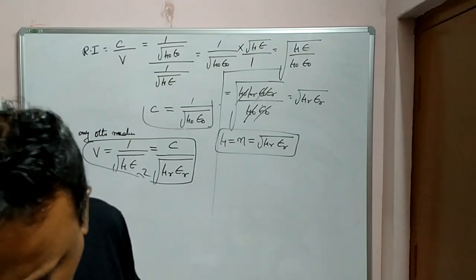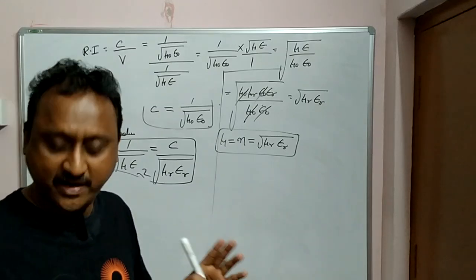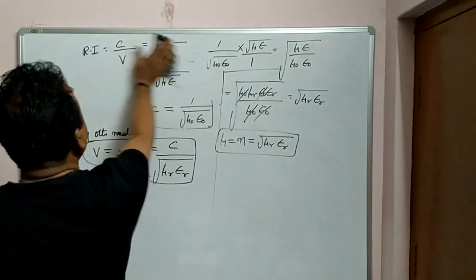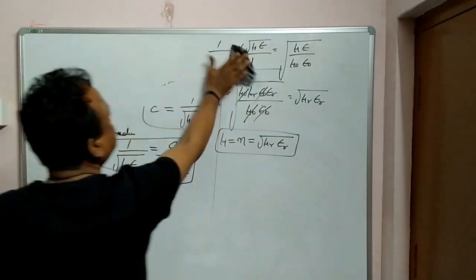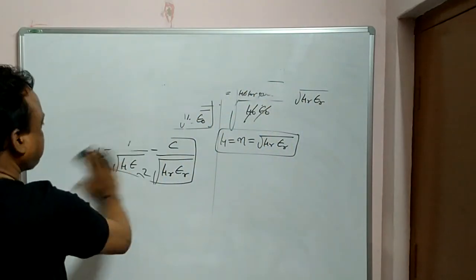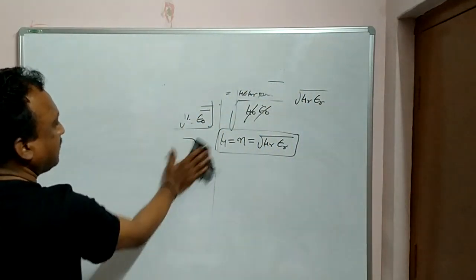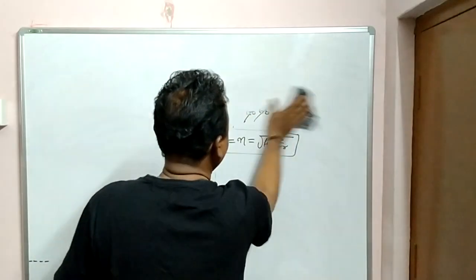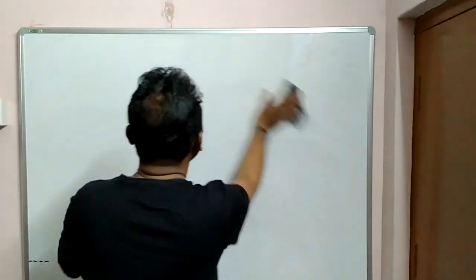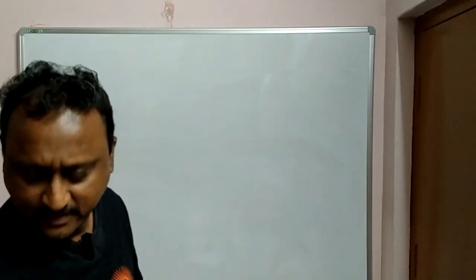Okay? Please note down, very very important, in terms of refractive index. Please copy it. Let us go further still. Copied, all of you? Okay. Now see, these formulas are very very important. You have to use them in the examination whenever asked, as and when required.